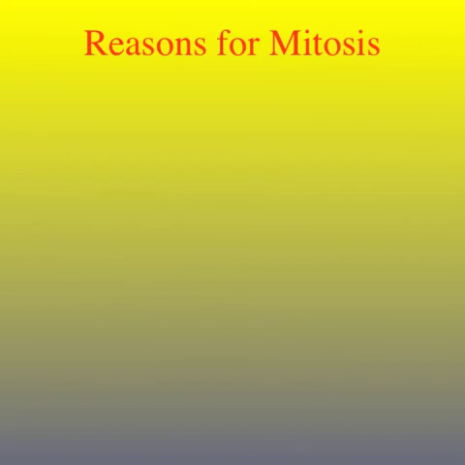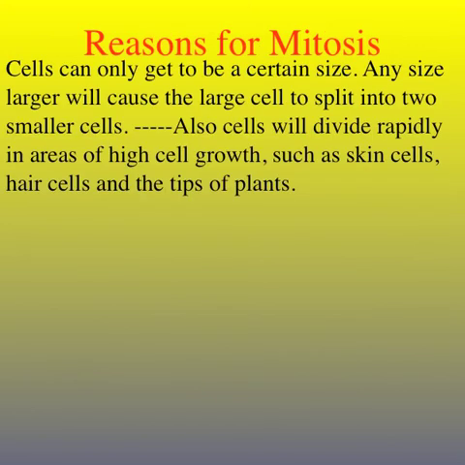Reasons for mitosis. Cells can only get to be a certain size. If it gets larger than that, the cell will split into two smaller cells because of a volume to surface area ratio. They just can't get bigger. They can't support themselves. Also, cells will divide rapidly in areas of high cell growth. That's skin cells, hair cells, tip cells. In other words, some of the cells, like the tips of plants, are designed to reproduce rapidly.